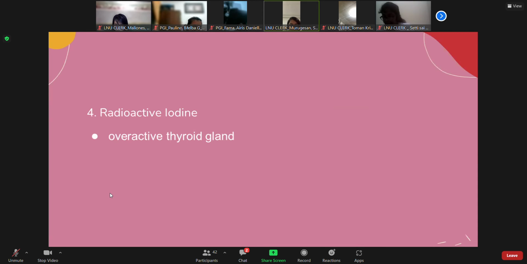Radioactive iodine is considered if it is an overactive thyroid gland. It is used to treat hyperthyroidism and delivered as oral capsules. That's it.